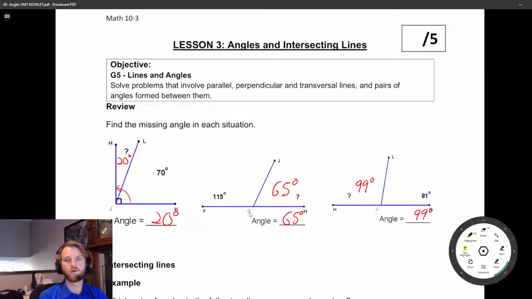When you have a straight line like this, and it gets split, anytime you have a straight line and it's getting split somehow, a straight angle is 180 degrees. So no matter where you split that angle, right here or here or here, the two new angles that it makes are still going to add to 180. So 115 plus 65 adds to 180, and here 81 and 99 add to 180.